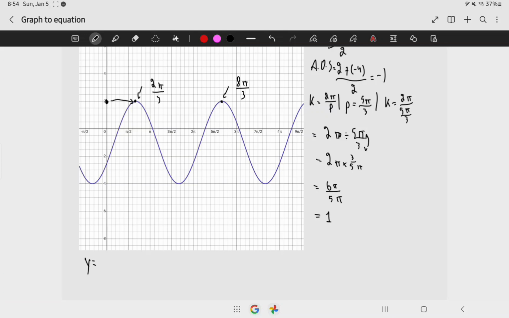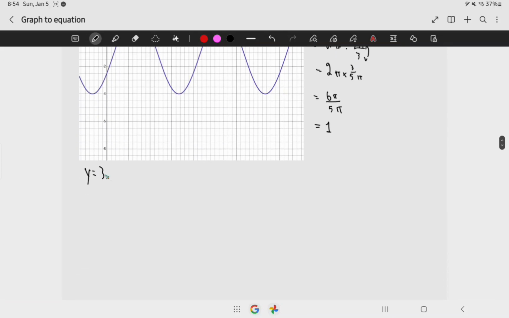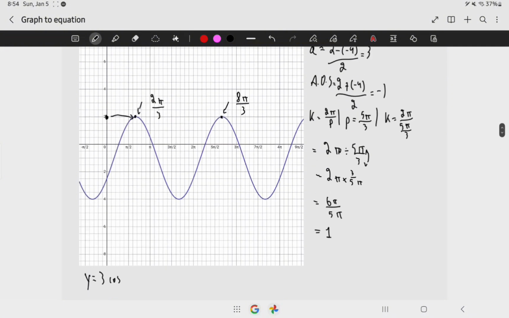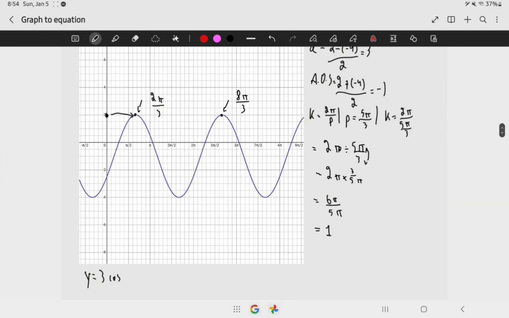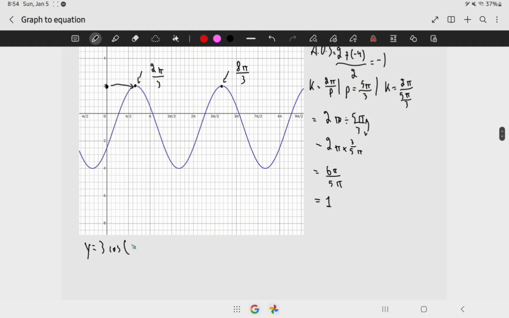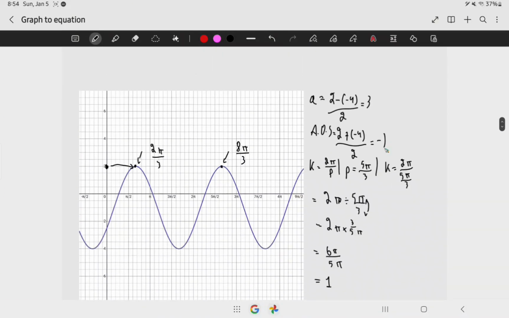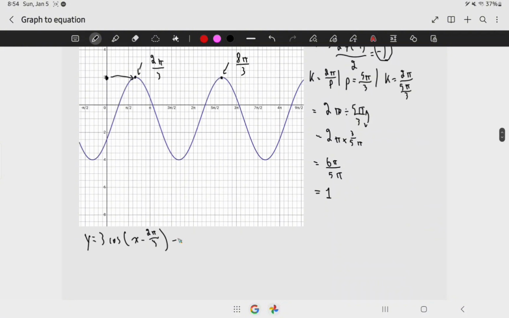So we're going to have y equals, and we can start with our amplitude, which is 3. So we have 3, then we can do cos. We check for our k value, it's 1, so we don't include that. So we just open brackets straight away. And we're going to have a shift of 2 pi over 3 to the right, so x minus 2 pi over 3, because it's going to the right. And now we look at our axis of symmetry, which is negative 1. So then we have minus 1. And that is just going to be the answer for our graph.